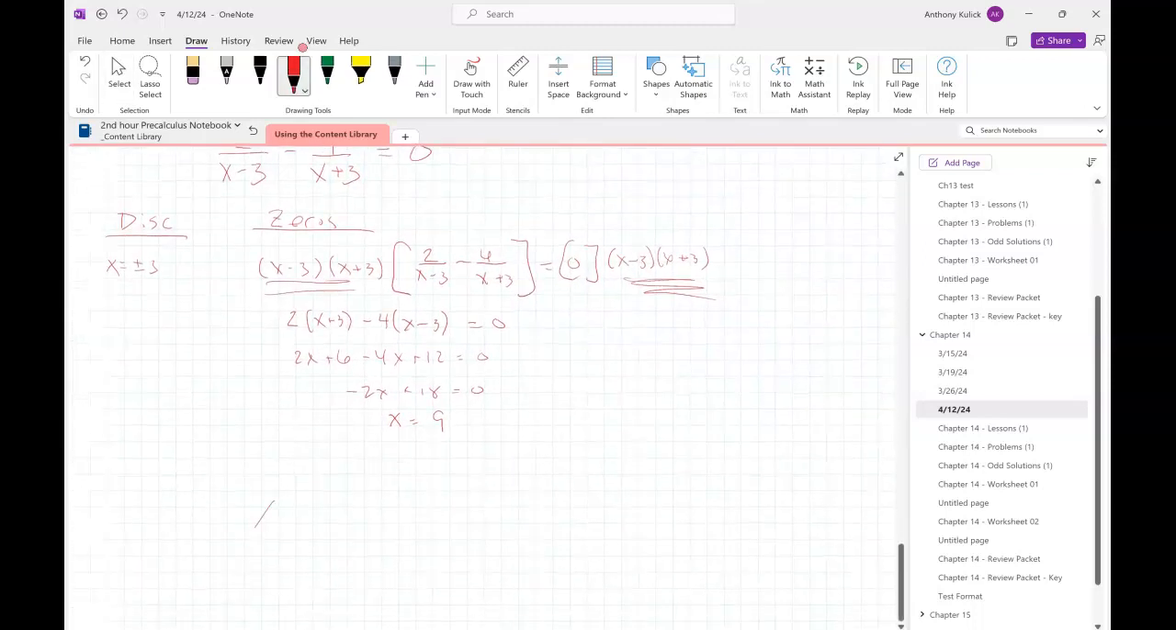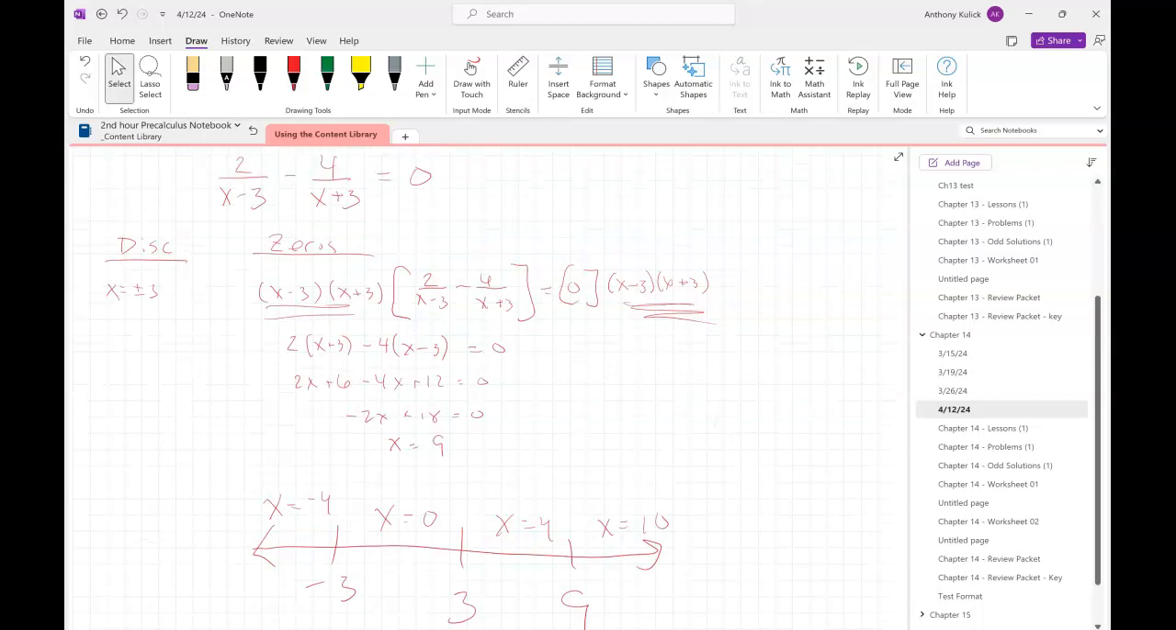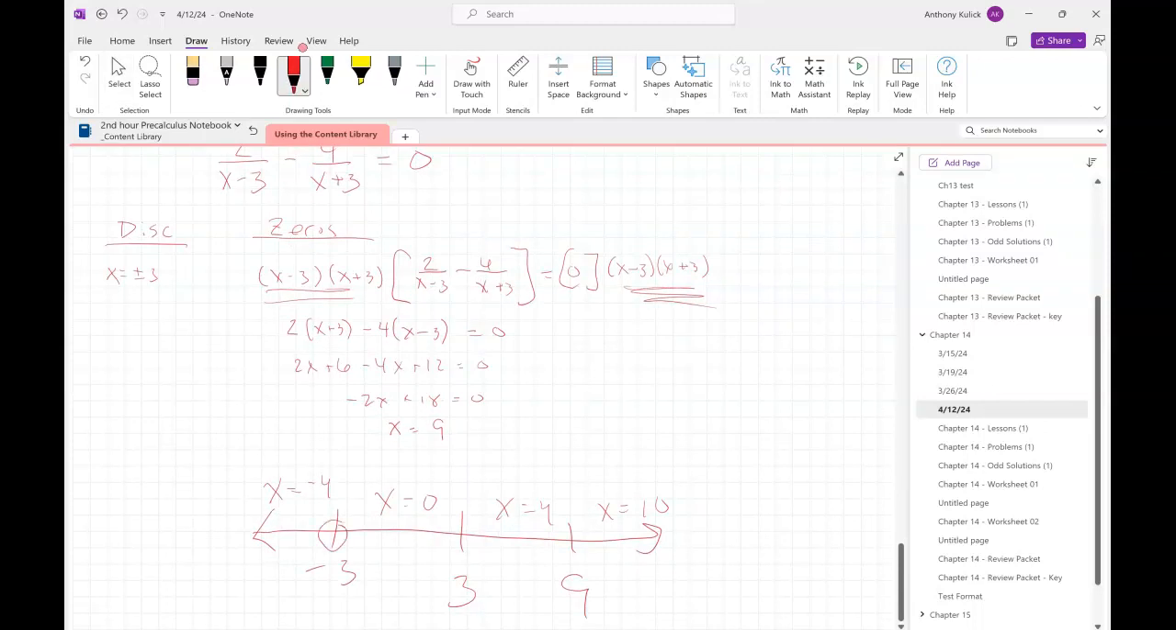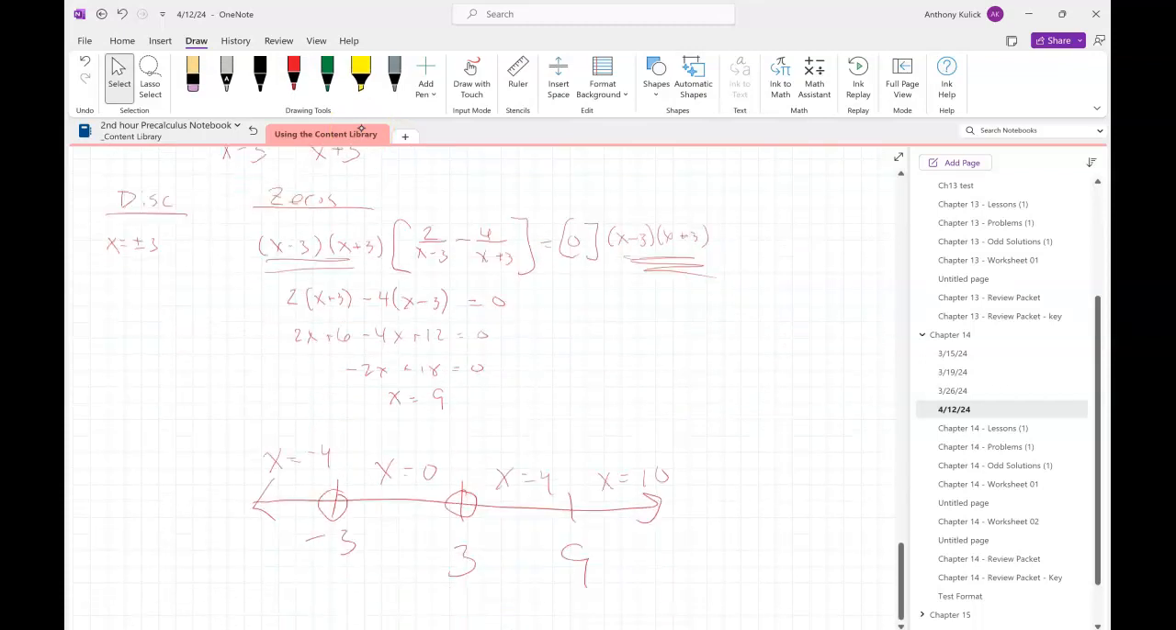All right, so I have everything I need now, so I'm going to draw my sign diagram. So maybe I'll pick negative 4, I'll pick 0, I'll pick 4, and I'll pick 10. Oh yeah, and I need to decide whether these are open or closed. So the discontinuities we know are always open. And the zeros will depend on if it's an or equal to inequality, which it is, so that should be filled.